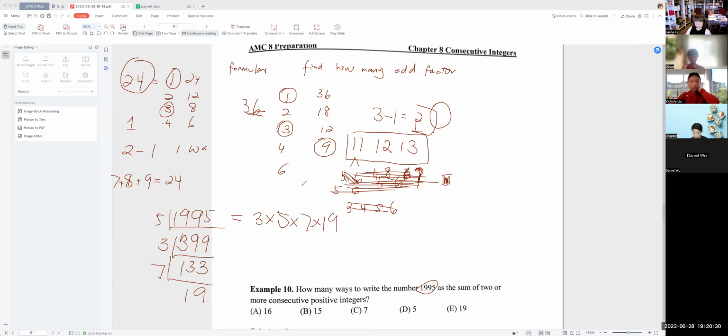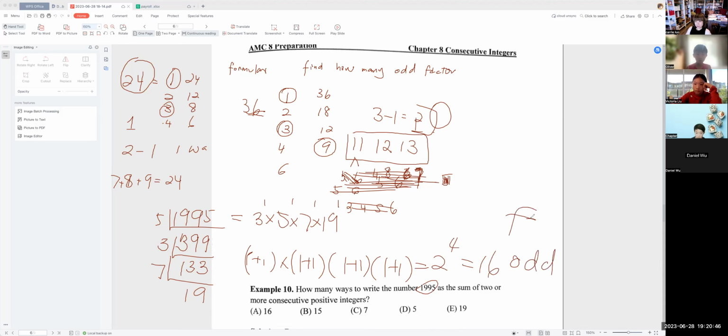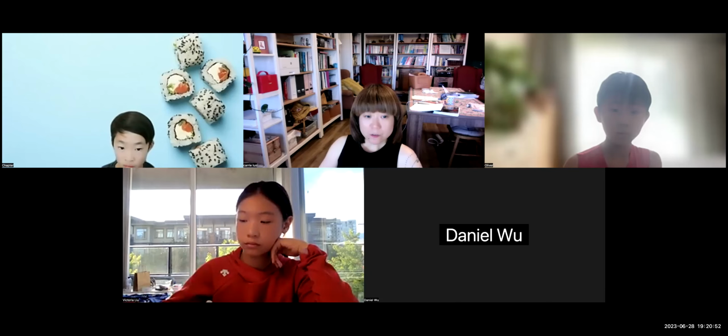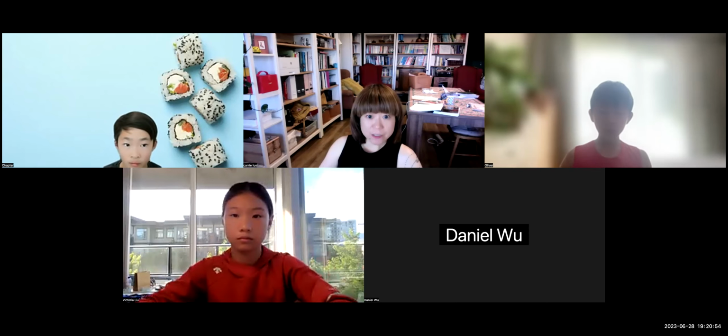So this is a number without any 2 at all. So how many odd factors does it have? It's 1 plus 1 times 1 plus 1 times 1 plus 1 times 1 plus 1. So the answer is 2 to the power 4 equals 16. So there are 16 odd factors. So how many ways are there? 15 ways. Get it, everybody? Okay, so I'm going to just let you practice this. Okay, so let's practice it.